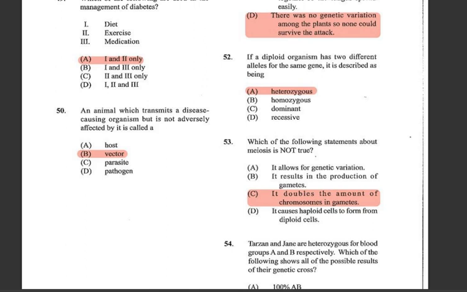Alright, number 53 says which of the following statements about meiosis is not true? Here it would be the double amount of chromosomes in the gametes. So where they have the gametes, it is not the double amount of chromosomes.